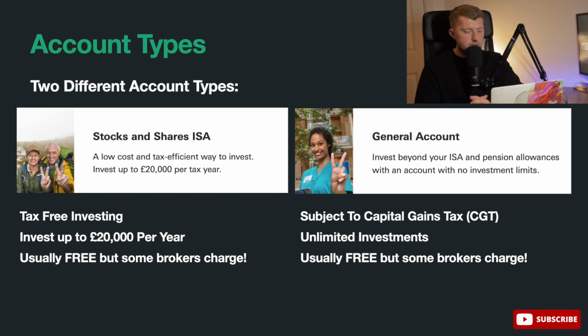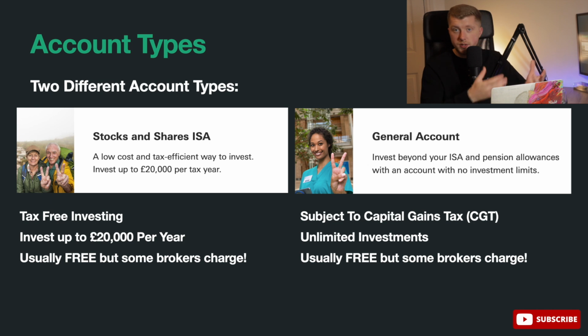But the two different accounts that we typically have available to us over here in the UK is a stocks and shares ISA, which is essentially tax-free investing, where you can invest up to £20,000 per year. And it's usually free to open these kinds of accounts, but do bear in mind that some brokers will charge. And the second type of account is just a general investing account.